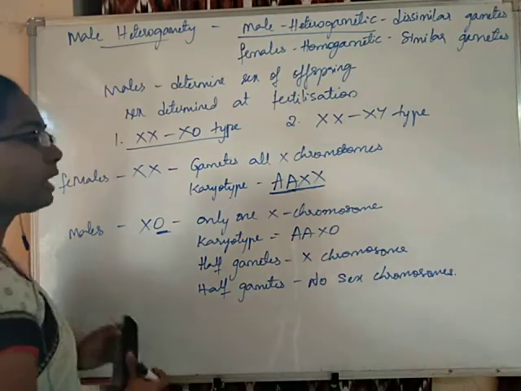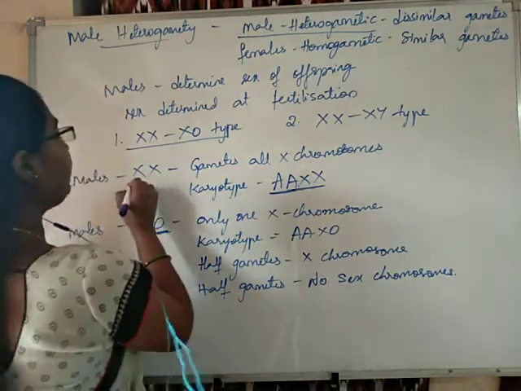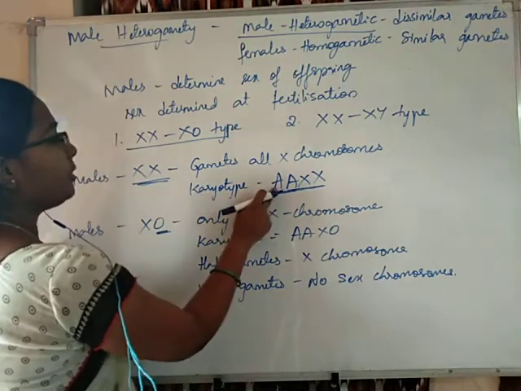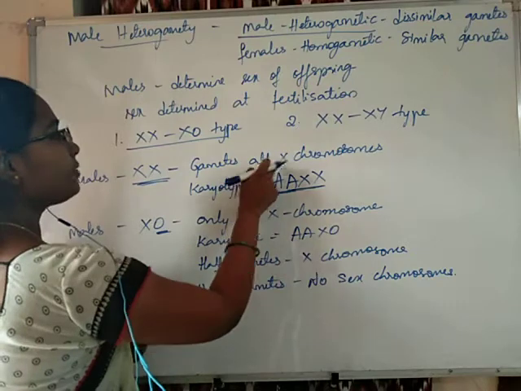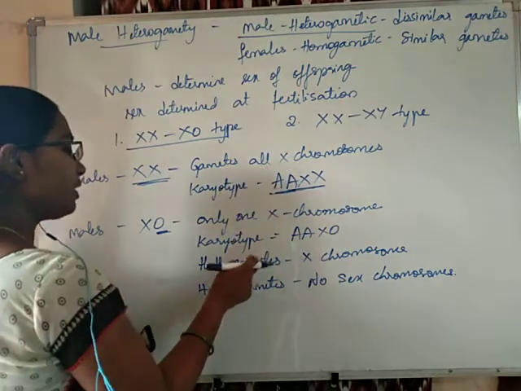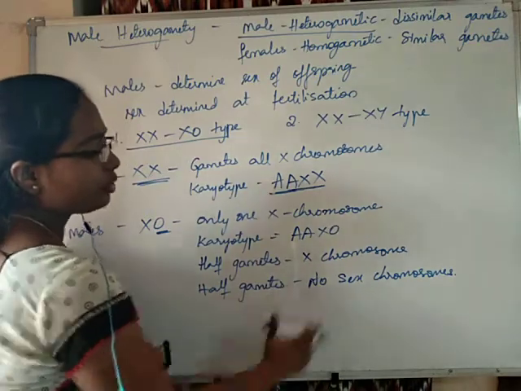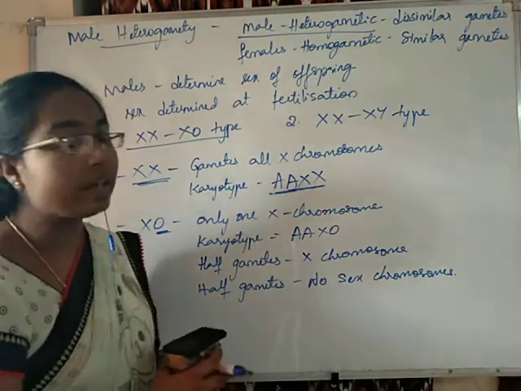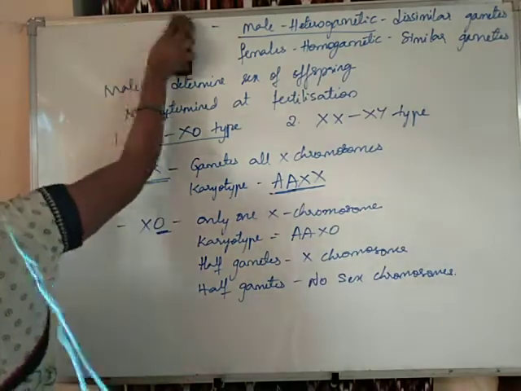So now let us make a cross and see what the offspring is going to be. So here we have learned that the karyotype of females is AAXX and of males AAXO. Here all the gametes will contain X chromosome in females. In males half of the gametes contain X chromosome, half of the gametes don't contain any sex chromosome. Okay, let us make the cross and see what will be the offspring sex.